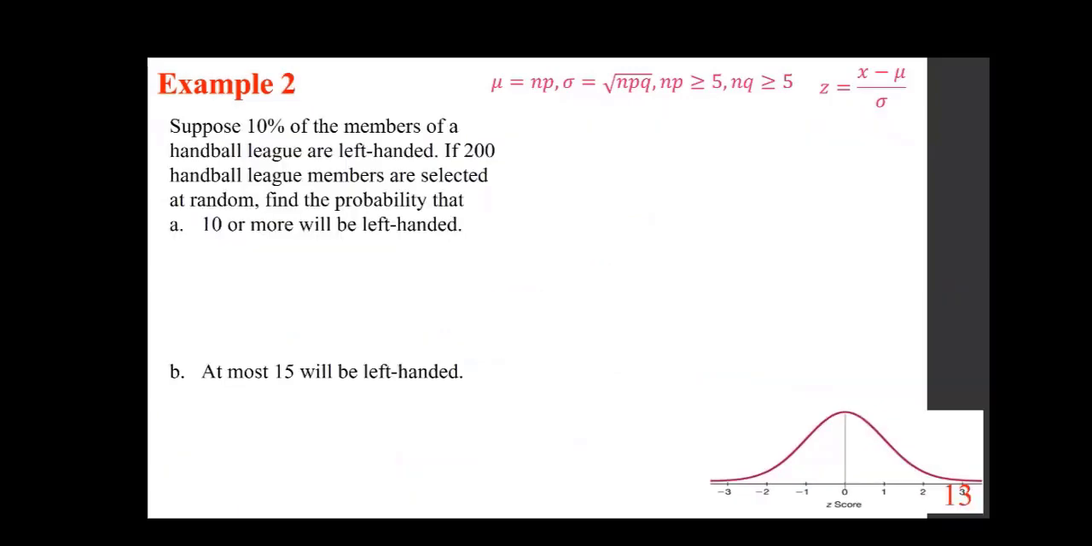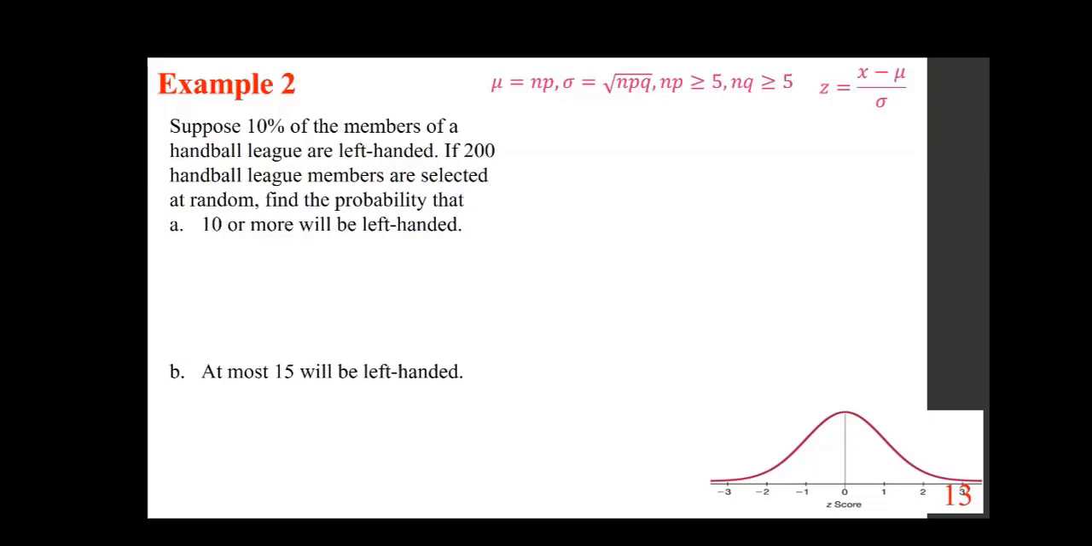Suppose 10% of the members of a handball league are left-handed. If 200 handball league members are selected at random, find the probability that A, 10 or more will be left-handed, B, at most 15 will be left-handed. We looked at the case where X had a specific value. Now we are looking at a case where X is less than, greater than, and so forth. So first, let's discuss the given.